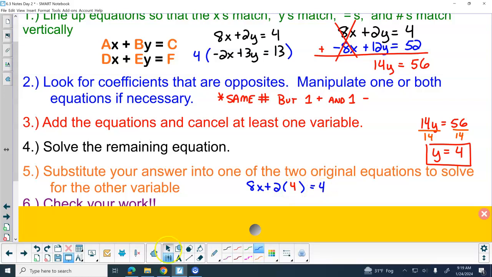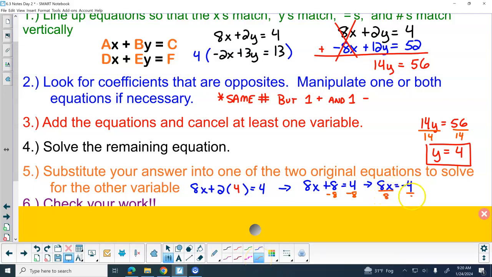So that is then 8x plus 8 equals 4. If I subtract 8 from both sides, then that's going to give me 8x equals negative 4. And then I divide both sides by 8. That's going to give me x equals negative 1/2.